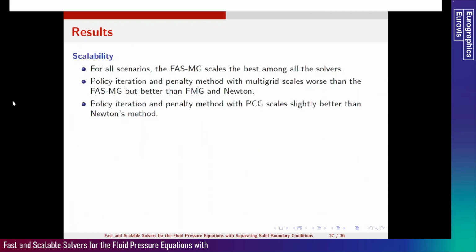Based on the results, we conclude that FASMG scales the best. The polarization and the penalty method with multigrid scale worse, but in general better than FMG. The polarization and the penalty method with PCG also scale slightly better than Newton's method.